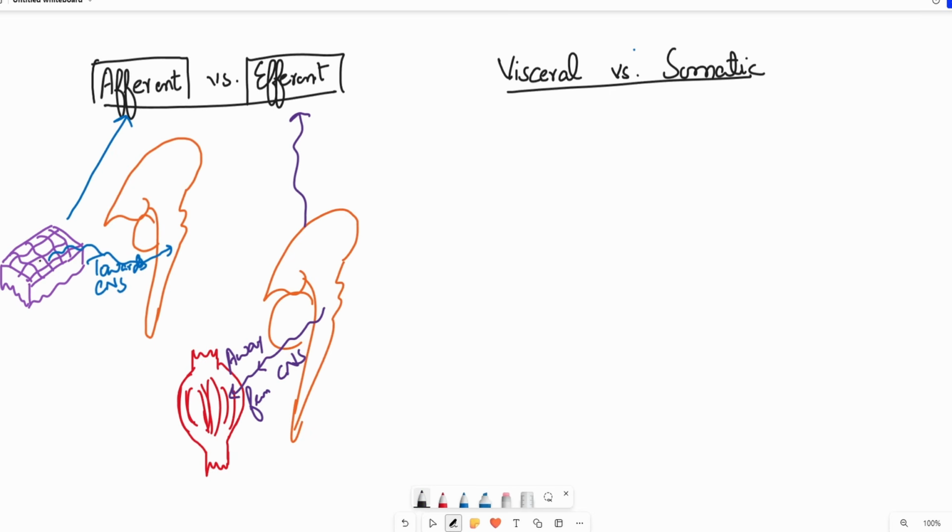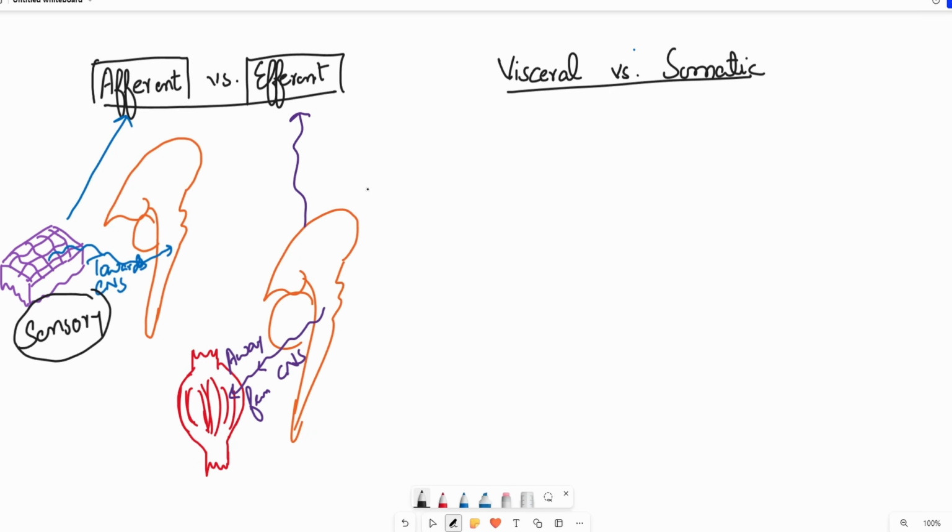Now logically it's very easy to understand that if a piece of information is coming towards the central nervous system, it means that this is taking some sensory information, isn't it? It's very easy to understand. So afferent nerve fibers are sensory because they are taking information towards the central nervous system.